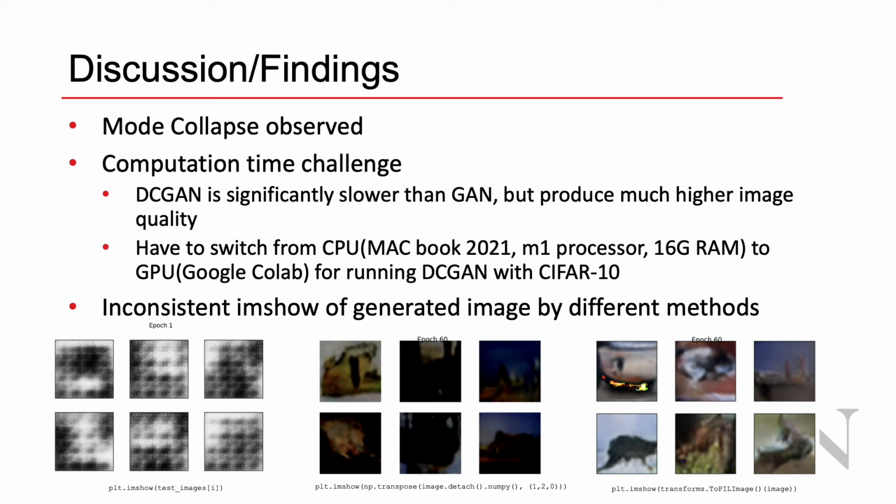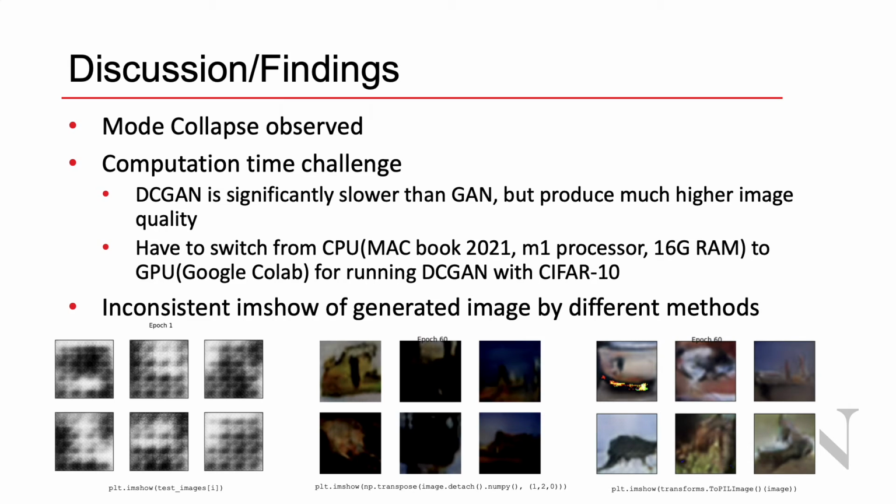For the findings, mode collapse was found quite often when the epochs keep going. Then for computational challenge, having said that DC GAN shows much better quality of images for the same epoch of GAN, in fact each epoch takes much longer time than GAN. So better quality is at the expense of computation.